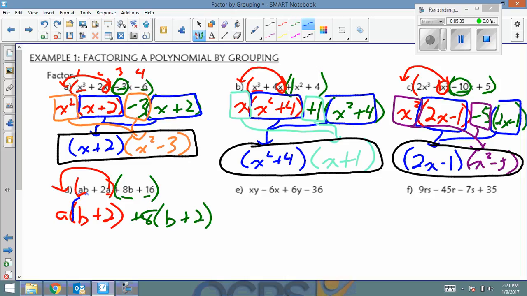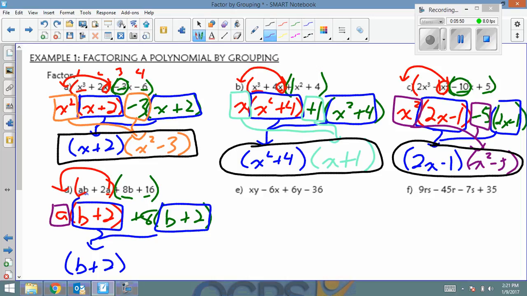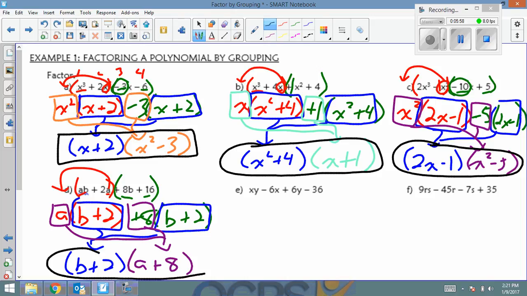These are both the same, so we're going to take this one and this one, and we always write it once. And then we take whatever's left over and combine it into one parenthesis. And since we have now 2 parentheses, that's our final answer.